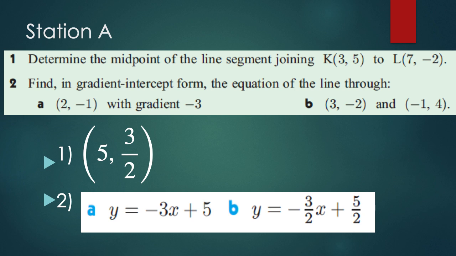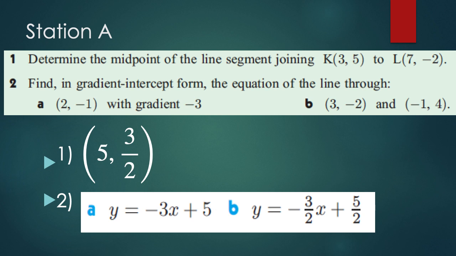Whether you use the point 3, negative 2 or negative 1, 4 is really up to you. I sometimes suggest using the one that looks a little easier. So if that's one that's got all positive numbers or maybe a 0 or smaller numbers, no fractions, that's fine. Here, really any one, they look pretty similar in how you would approach them.